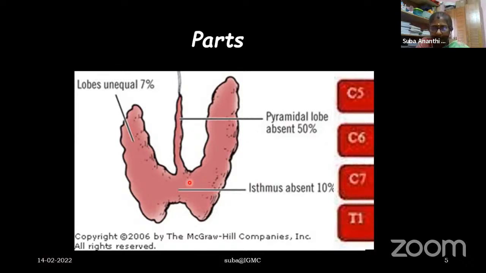So what is this pyramidal lobe? It is nothing but the persistence of the distal part of the thyroglossal duct. Usually it disappears, but in 50% of individuals, the distal part of the thyroglossal duct can persist as the pyramidal lobe. So it's a normal part. This thyroid gland extends from the fifth cervical vertebra up to the first thoracic vertebra.